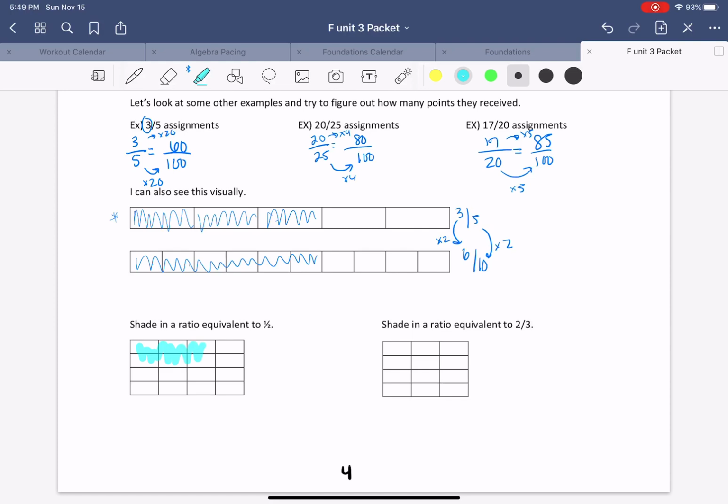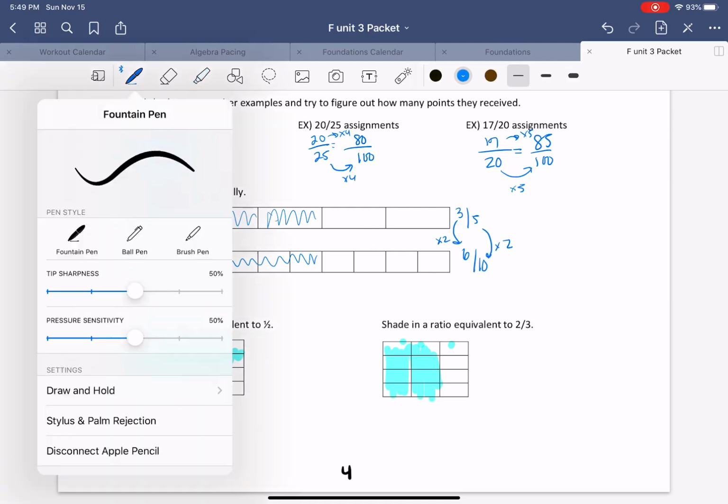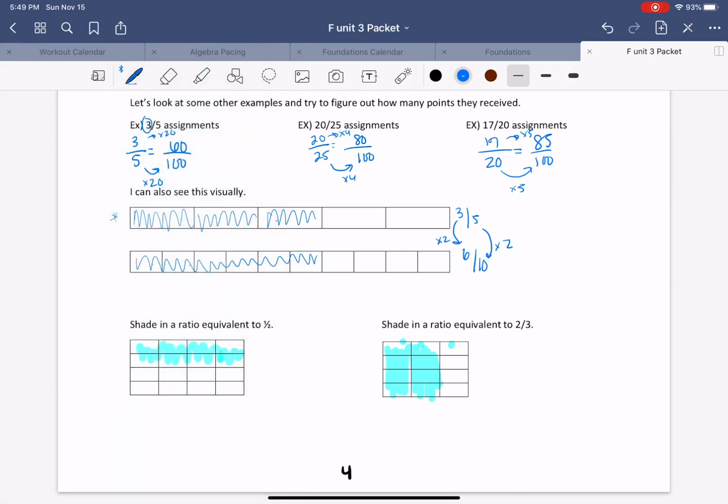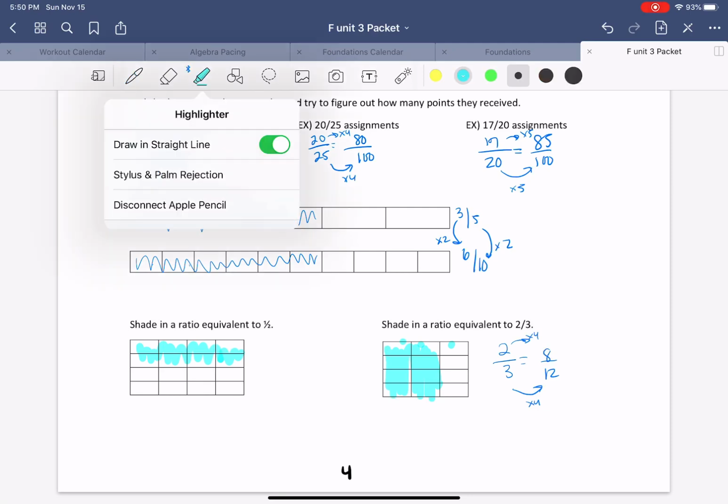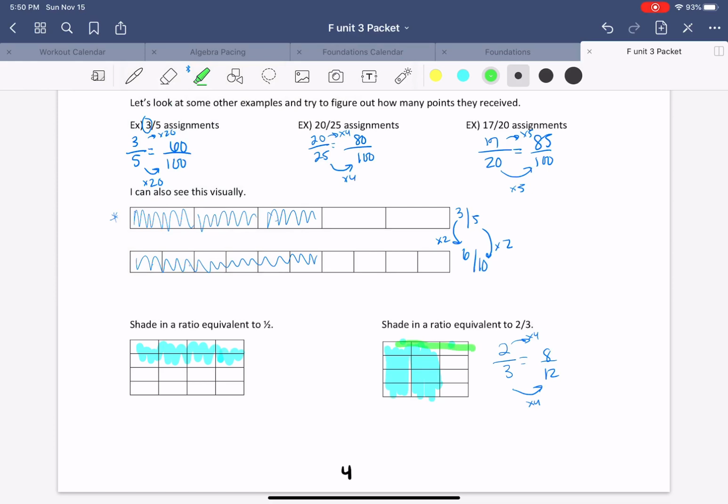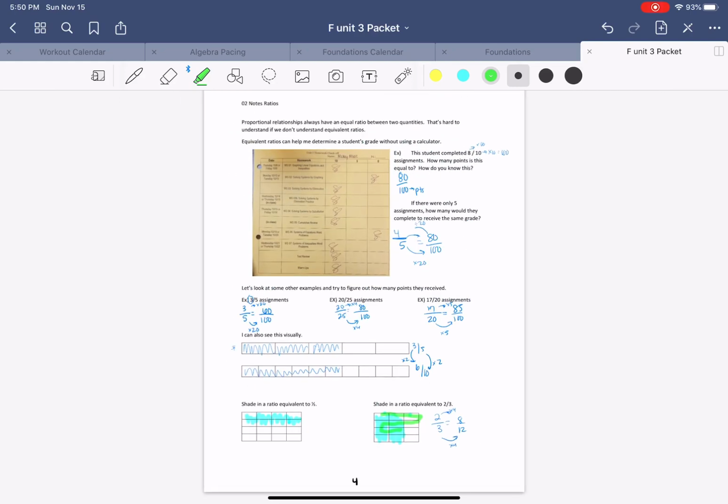And if I want to shade in a ratio equivalent to 2/3, okay, here's 3 rows, so I need 2 of those 3 rows. Or I can do, okay, 2/3 out of, this is 12. So I need 8 shaded, and it can be any 8. It could have been 1, 2, 3, 4, 5, 6, 7, 8. It doesn't have to be really nice and pretty.